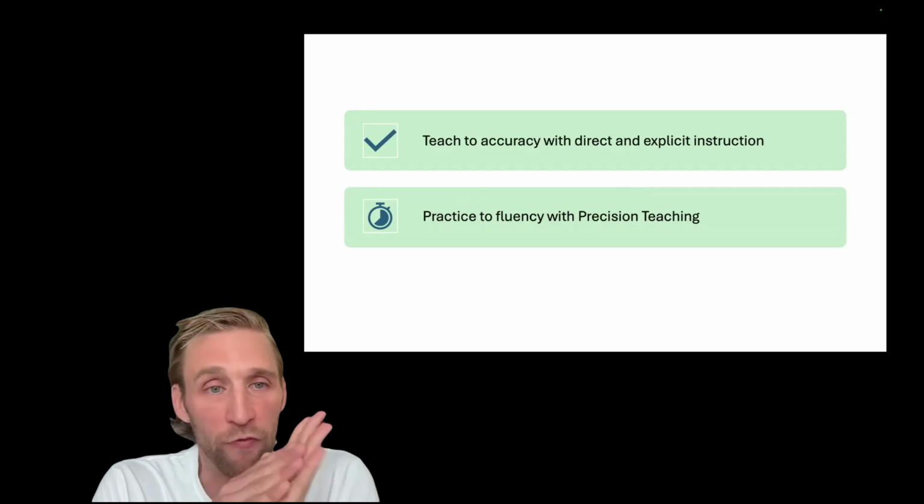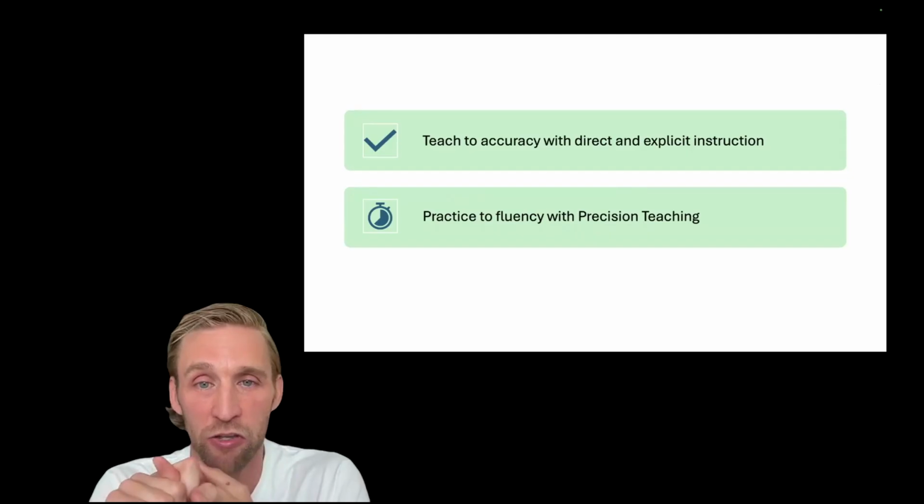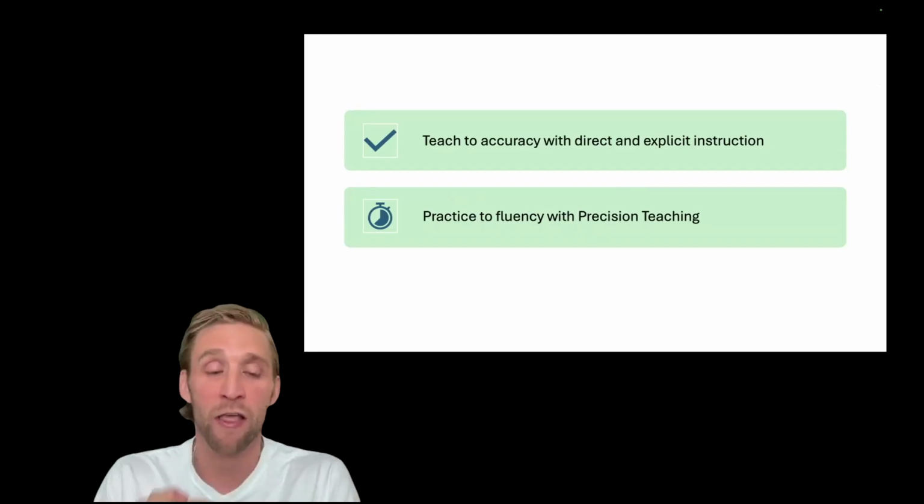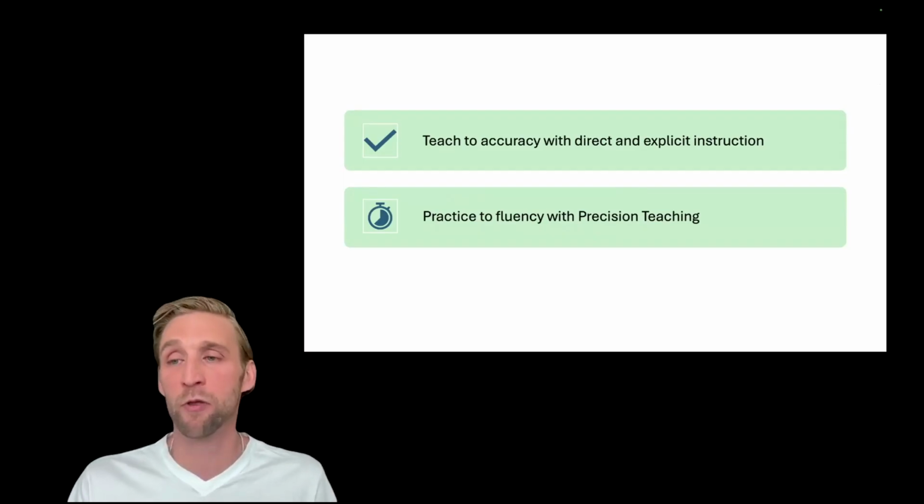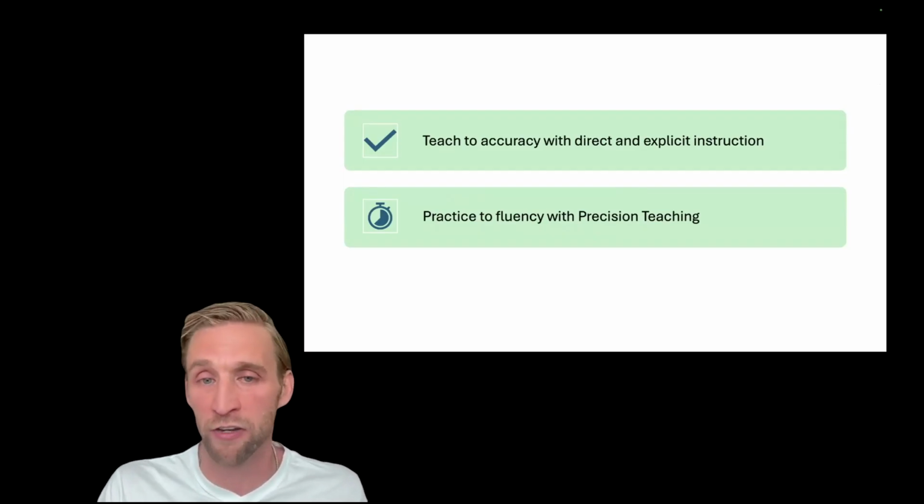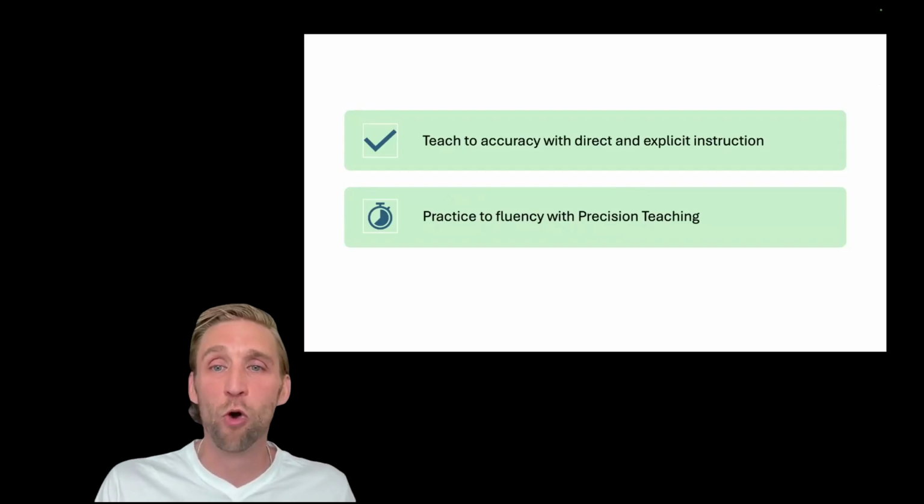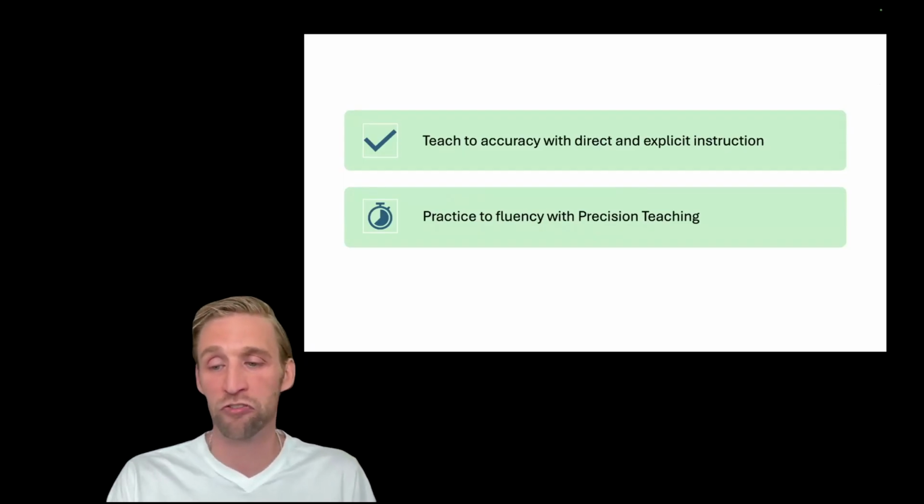All right. I'm going to show a couple of videos really quickly. So that's kind of before we get into the classroom. In the classroom, we're going to be doing two things heavily: teaching to accuracy with direct and explicit instruction. That can mean formal direct instruction programs like the Engelmann scripted programs. It can also mean other programs built on explicit instruction principles, like a lot of Anita Archer's programs. And then once we get to accuracy, that's half the battle, then it's on to building fluency with precision teaching.